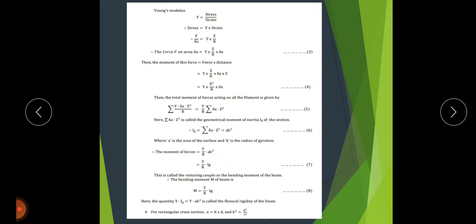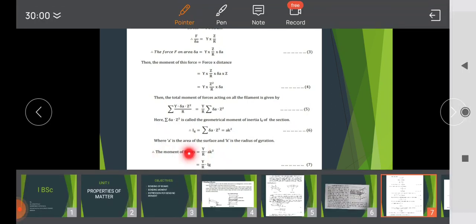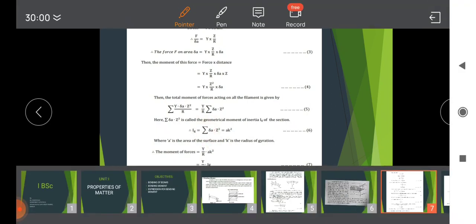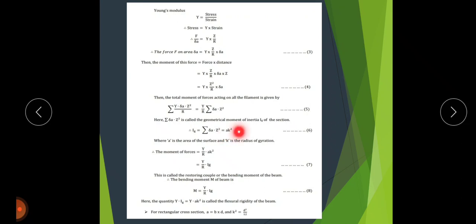Therefore, the moment of force is equal to Y divided by R into the summation of Z square into delta A, which we substitute as Ig, where Ig is equal to A into K square, A being the area of the surface and K the radius of gyration. So the moment of force becomes Y divided by R into A into K square, and here A into K square means the geometrical moment of inertia Ig.